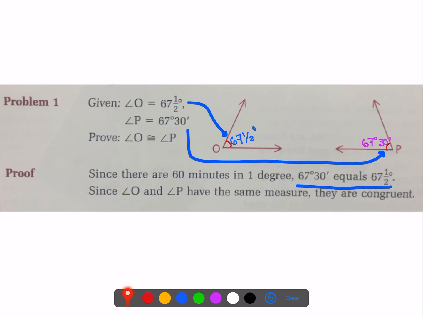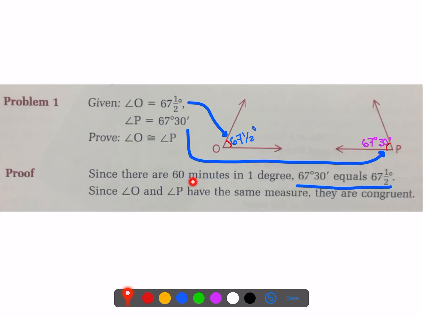Now, the way that this worked, it went, since there are 60 minutes in 1 degree, so they started off with our conversion rate. Their goal is to make sure that these numbers are the same. So if one of them has minutes and one of them doesn't, we need to either convert them both to minutes or convert both of them to only degrees. So I'm going to go ahead and convert everything just to degrees.